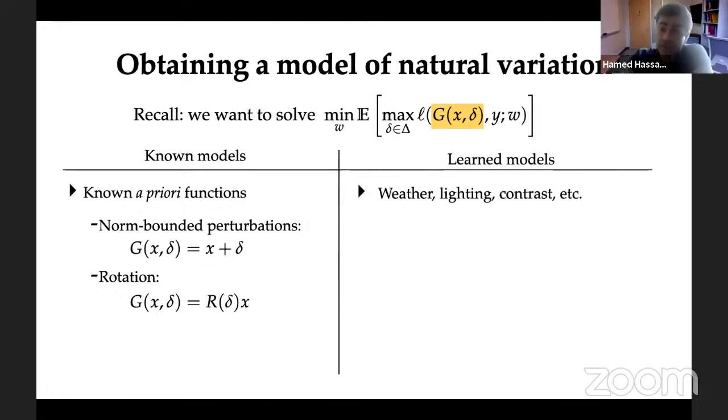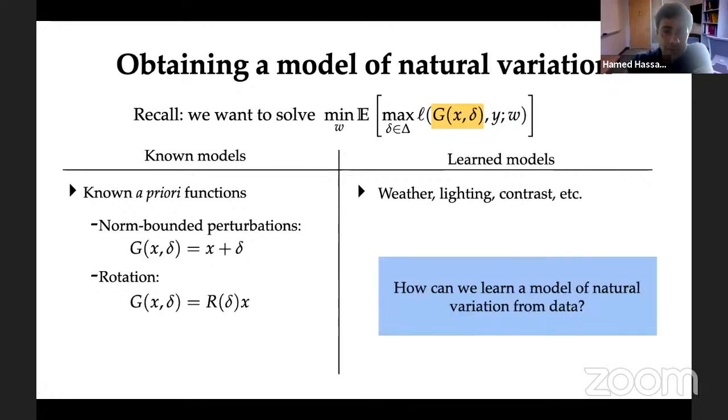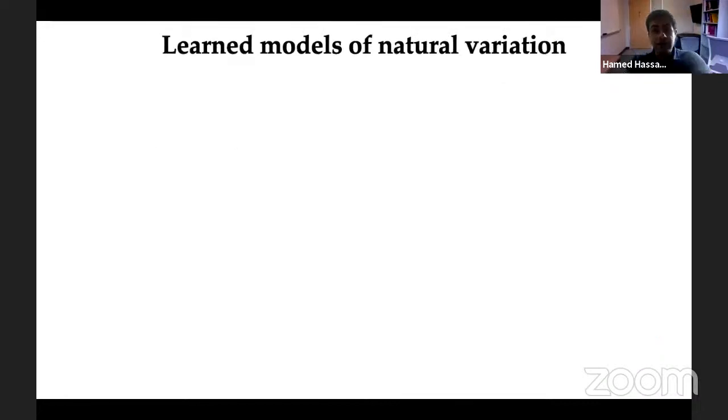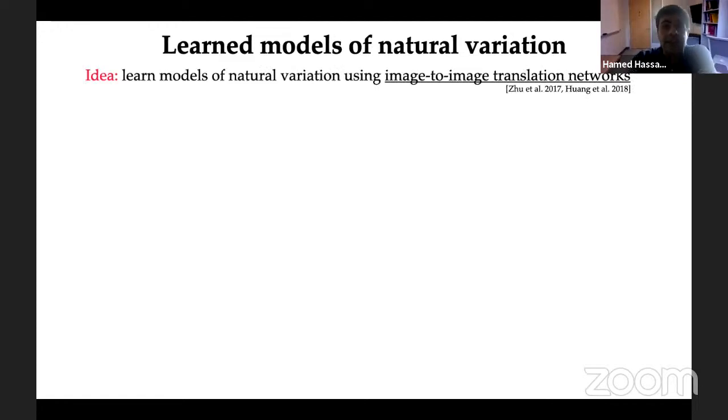Now, the more interesting question is natural variation, where we don't really know the model. We cannot obtain it easily. So what do we do there? The natural approach here is to learn this model from data. So that's what we're going to do. Here I'm going to explain a high-level picture of learning a model from data, and this is based on the successful framework of image-to-image translation networks.